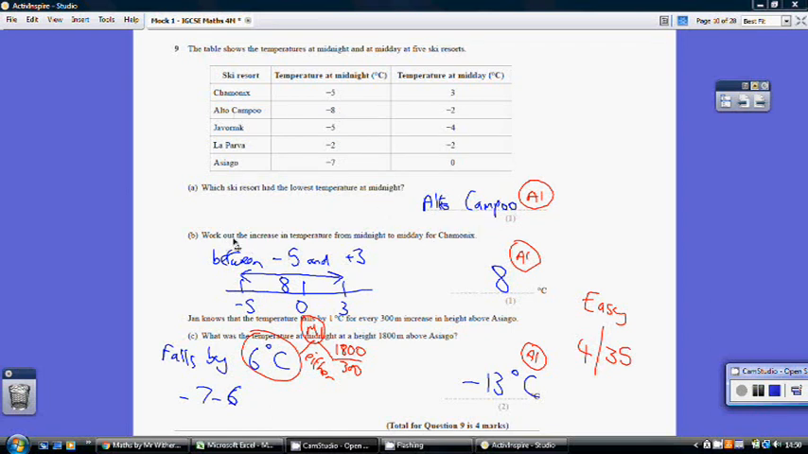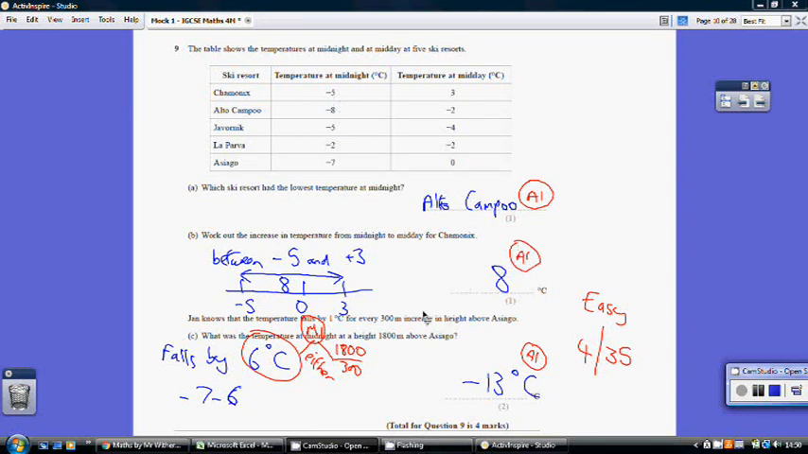Part B, work out the increase in temperature from midnight to midday for Chamonix. So we're going from minus 5 to plus 3. So just do a little number line to help you gather your thoughts. We're going from minus 5 all the way up to 3. Well, it's 5 to take us from minus 5 to 0, then the other 3, so that's 8. If you weren't wanting to do it on your calculator, you'd have to do 3 minus 5, which would give you the 8.